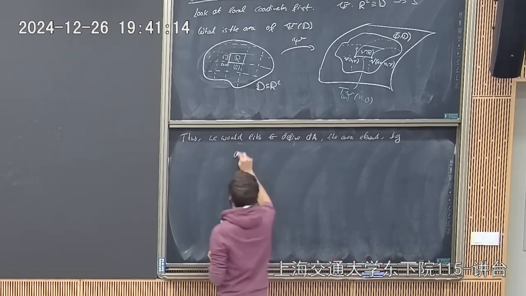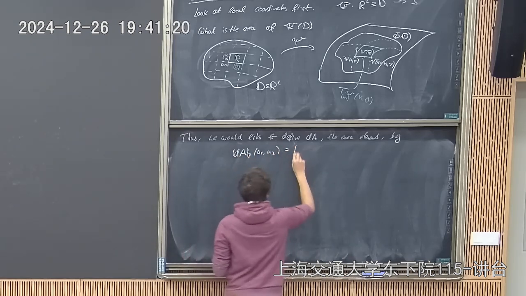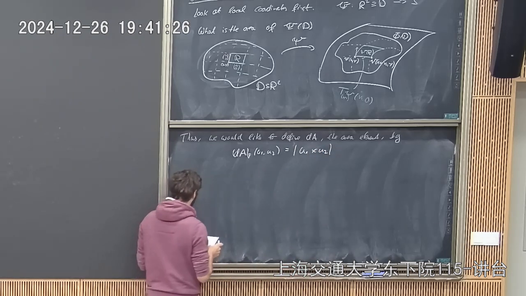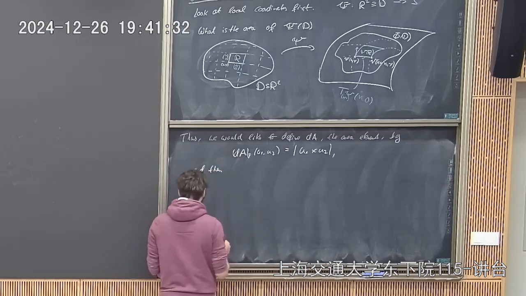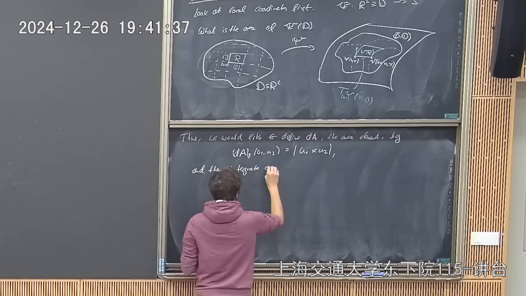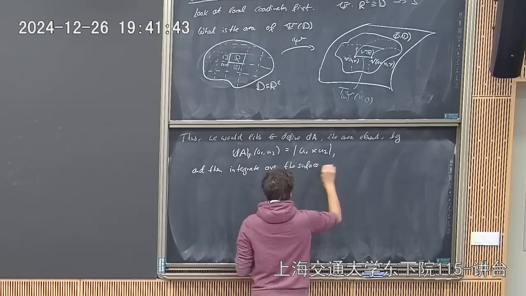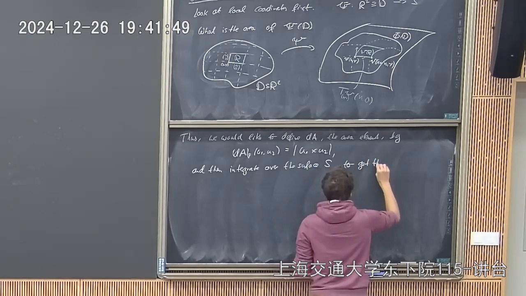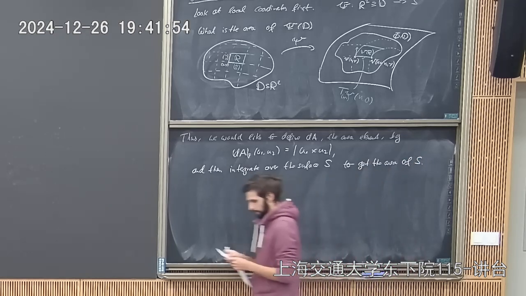Using the formula that we had, namely that dA at a point p, on v1 and v2, is the area of the parallelogram of these two vectors, we can then just integrate over the whole surface S to get the total area of that.